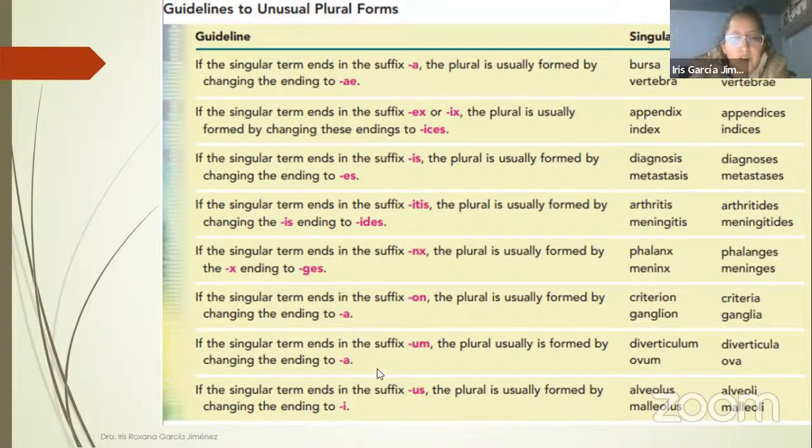Another one, if the singular term ends in the suffix us, the plural is usually formed by changing the ending to an i. Alveolus, one alveolus, two alveoli, two or more alveoli. Malleolus, one malleolus, goes to malleoli, two or more malleoli, okay? In order to consider it and to make the writing down in a correct way.